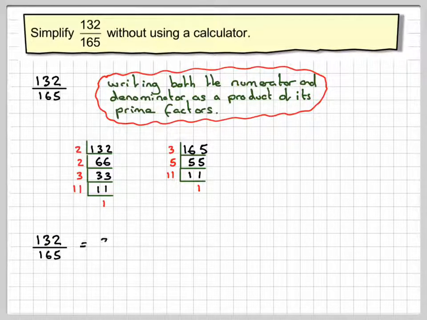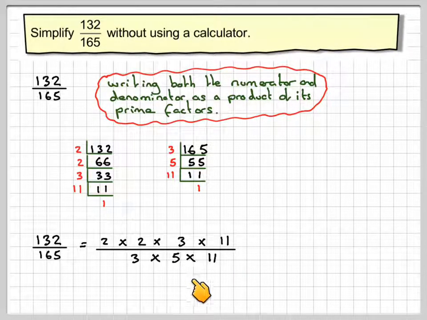So 132 is going to be 2 times 2 times 3 times 11, and 165 is 3 times 5 times 11. And then doing a bit of cancelling, the 3's cancel out and the 11's cancel out. So 132 over 165 becomes 2 times 2, which is 4, over 5.